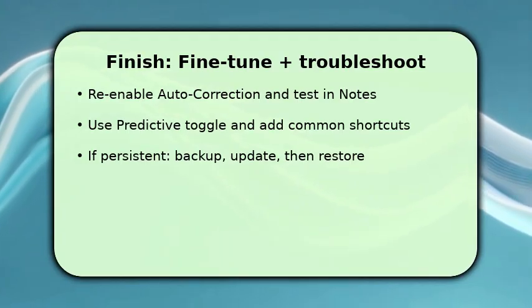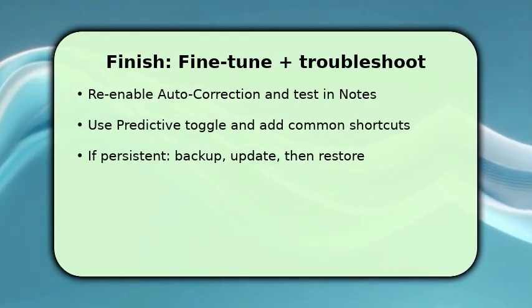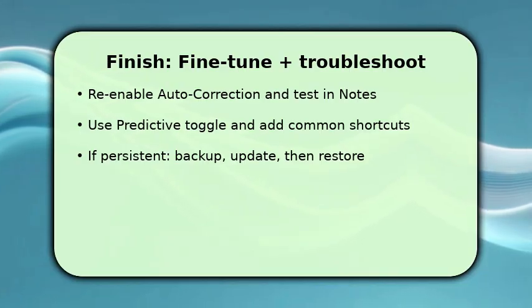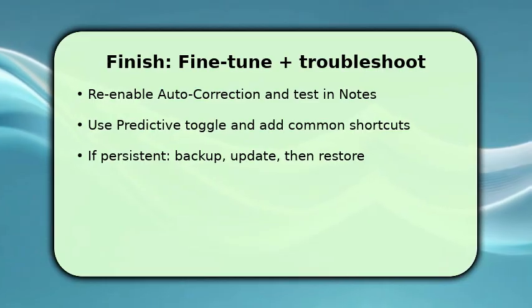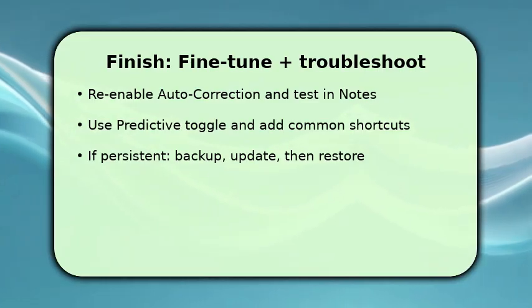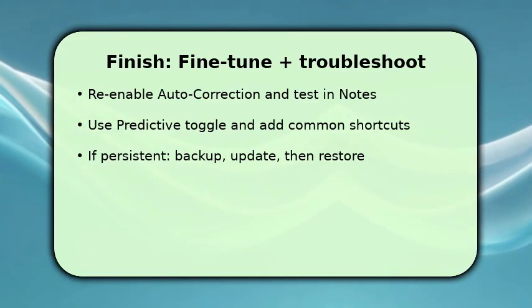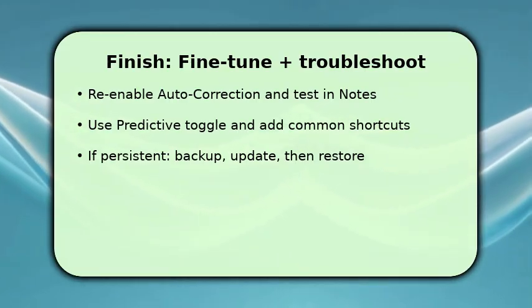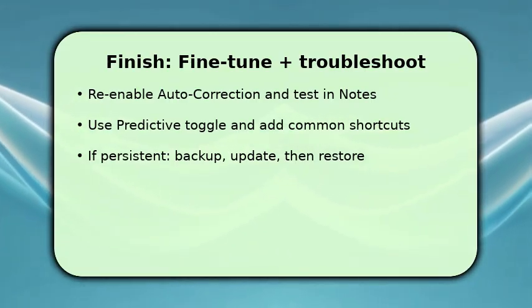If issues persist, back up your iPhone, ensure iOS is current, then perform a restore via Finder or iCloud. This often resolves deep system glitches. One key troubleshooting tip: if autocorrect still fails after restore, test with a different Apple ID or contact Apple Support, because the problem may be account or hardware related.